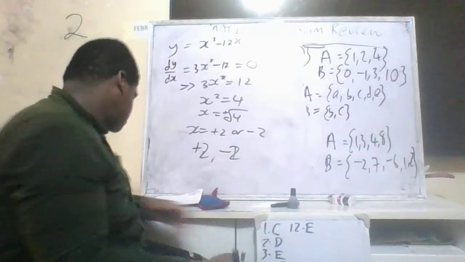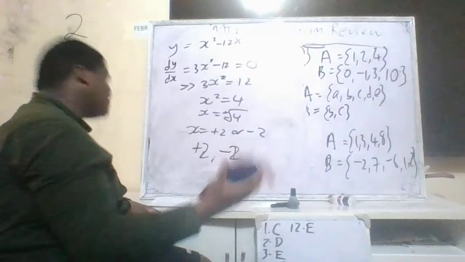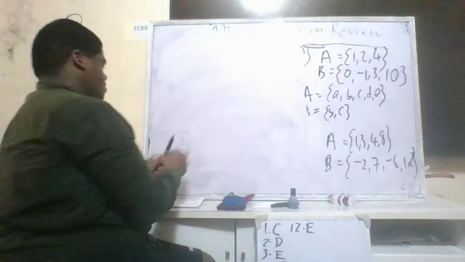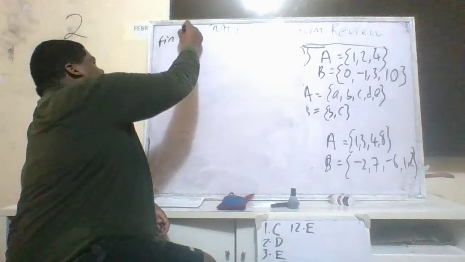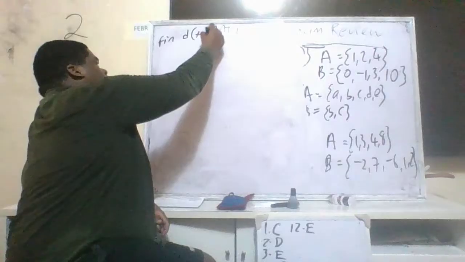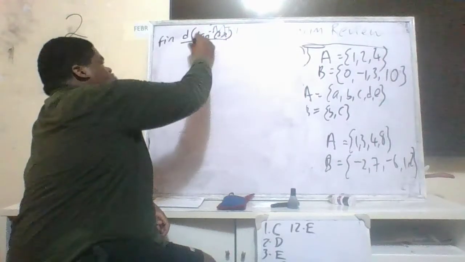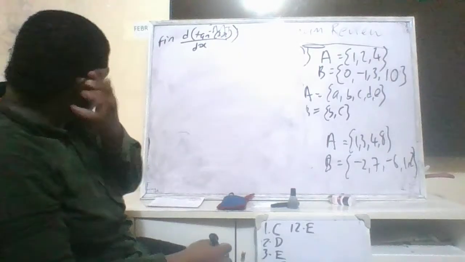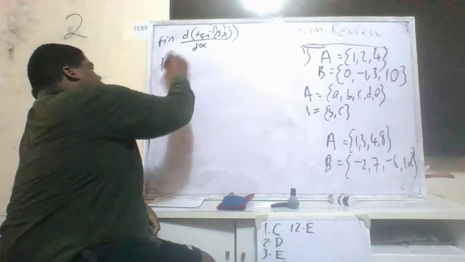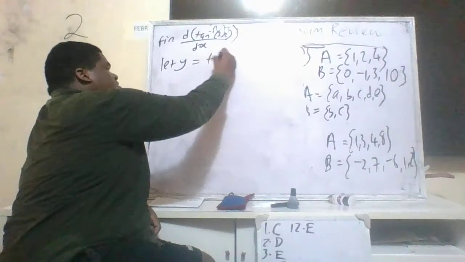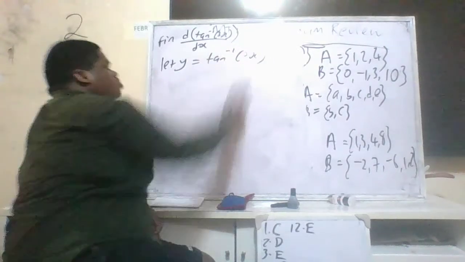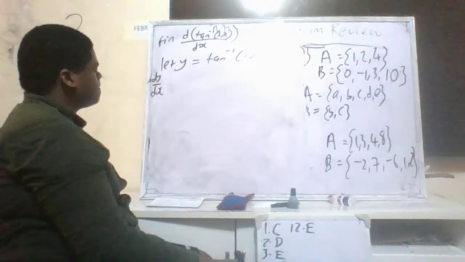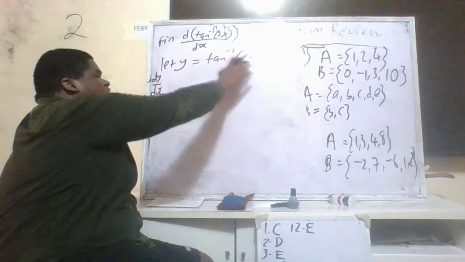Let's go to question 13. Question 13 says we should find the derivative of tan inverse of 3x with respect to x. To solve this, first of all, let something equal something. Let y equal tan inverse of 3x. So what we're looking for is dy dx.